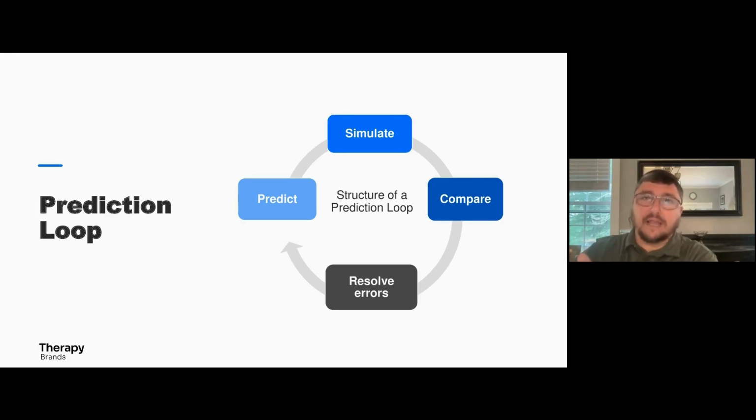However, their brain is still in that mode, right? So for us, we have to resolve those errors for them because they're not able to do that. And then it's just a continuous cycle of predicting, simulating, comparing, resolving the errors, predicting again, and so on.